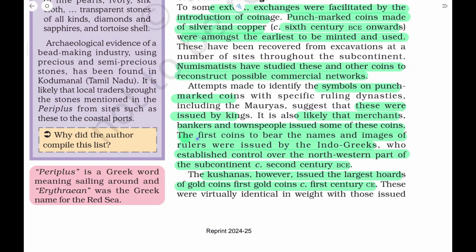Okay. The first coins to bear the name and images of the rulers were issued by the Indo-Greeks. This is an important fact. Write it down. And who established control over the northwestern part of the subcontinent? Now, the Kushanas, as we have read, issued the largest hoard of gold coins, the first gold coins in the country. So the largest number of gold coins were issued by the Kushanas. And if I talk about the dinar, it was a gold coin that was issued by the Guptas.